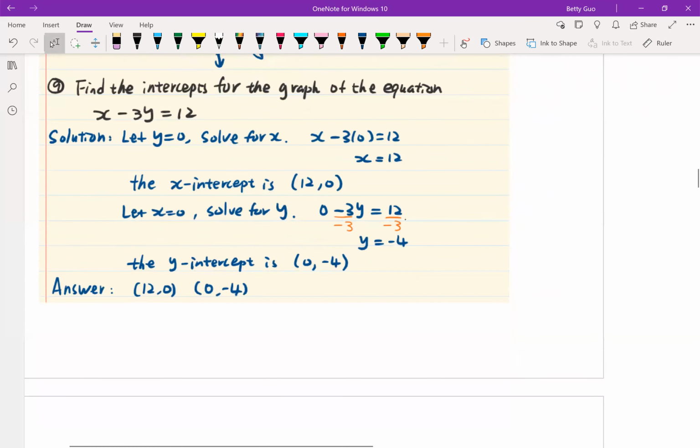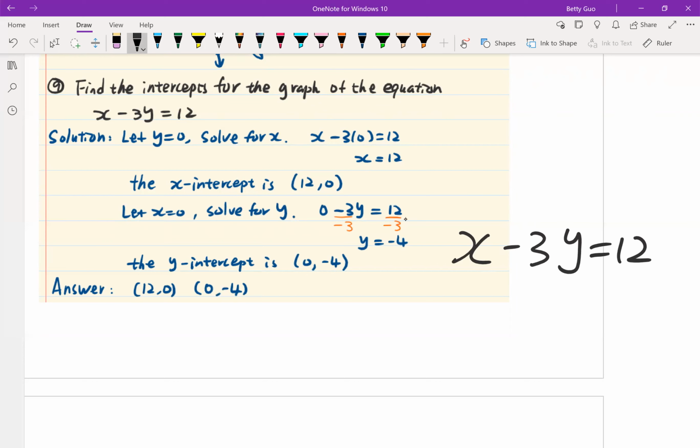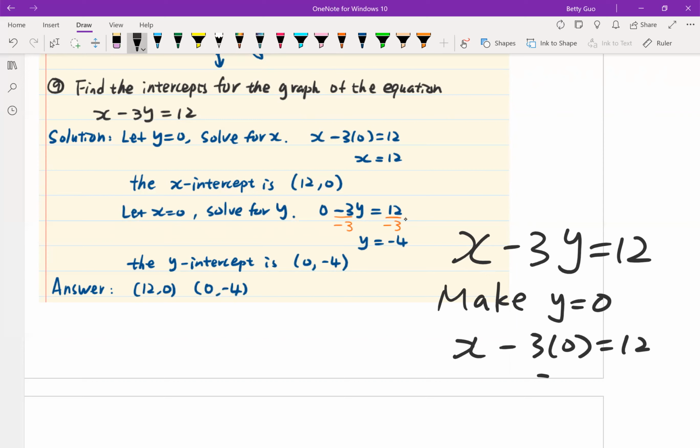Number 9, find the intercepts for the graph of the equation. The equation is a straight line, x minus 3y equals 12. Finding x-intercept, we make y be 0. Then we have x minus 3 times 0 equals 12. -3 times 0 is 0, so we have x equals 12. The x-intercept is (12, 0).